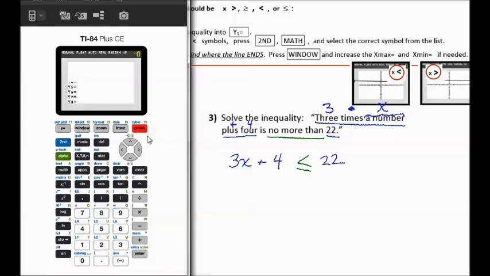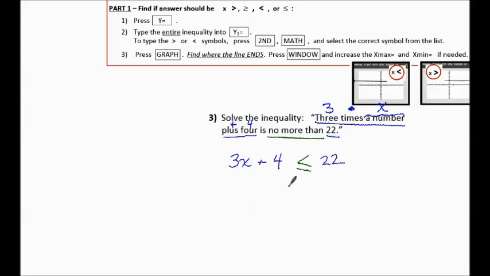You're going to hit graph and you're going to see if the line extends infinitely to the left, which in this case it does. To the right is cut off, so the arrow would be pointing to the left. That means it's less than. If you compare to what we have here, x is less than. So our solution, we know, is going to look like x is less than or equal to some number here. We are now going to figure out this number. That's part 2.